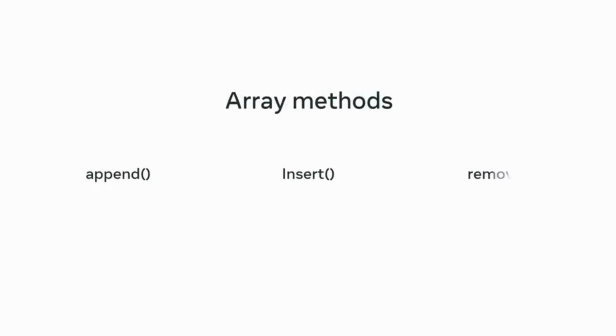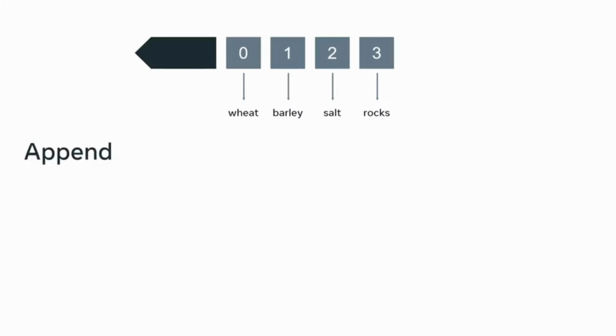You also have specific array methods such as append, insert, and remove. Let's explore them briefly now. You can use the append method to add an item to the end of the array. For example, train1.append("salt") adds salt to the array. And if you want to add another item to the array, you type train1.append("rocks"). Now your array has 4 items.